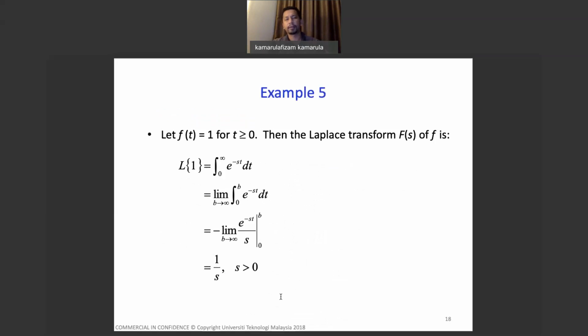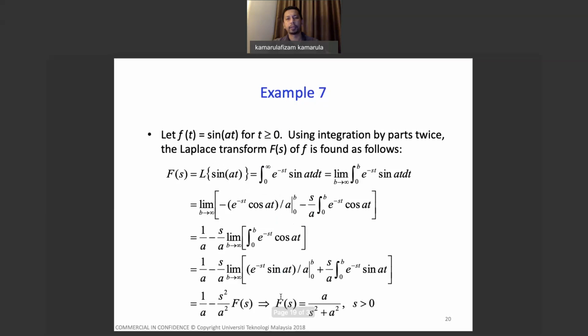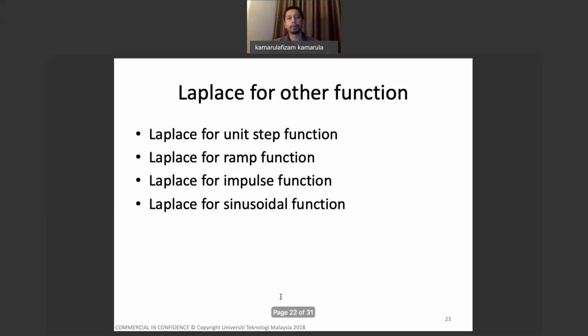We have a couple of examples. You can take a look yourself at how the Laplace transform is done, from the time domain to the Laplace domain, using the information from the table. So this is linearity, which is one of the properties of the Laplace transform. You can see many other examples of how to transfer from the time domain to the Laplace domain using the information that you can get from the table.